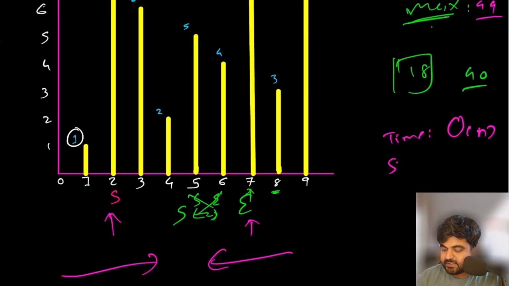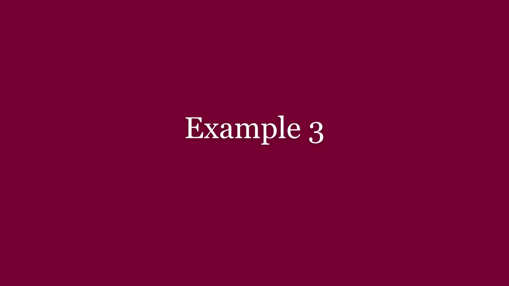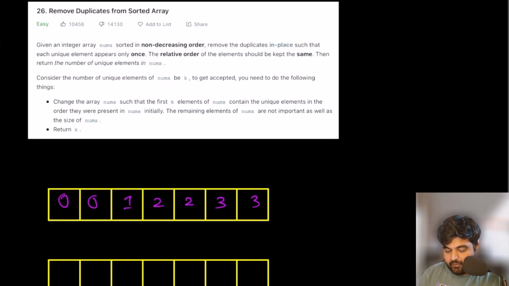If we see space complexity, even the space complexity is going to be big O of 1, because apart from using like 3 variables, we are not using any additional space or any additional data structure to store the space. So this is a very wonderful way to solve this problem. And that is how we are going to remove duplicates from the sorted array.